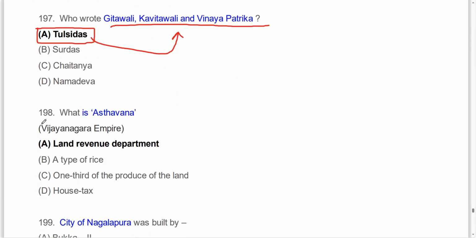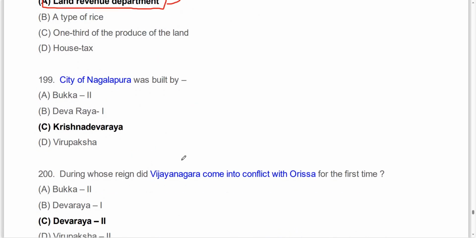What is Astavana in Vijayanagar? Astavana is the land revenue department of the Vijayanagar Empire. Moving on to the next question.